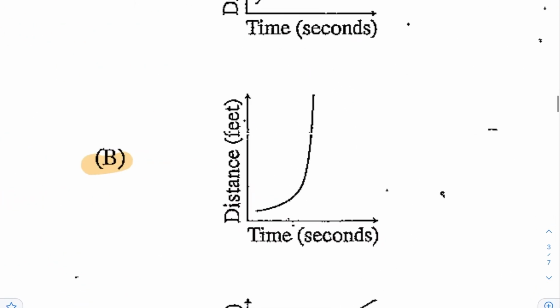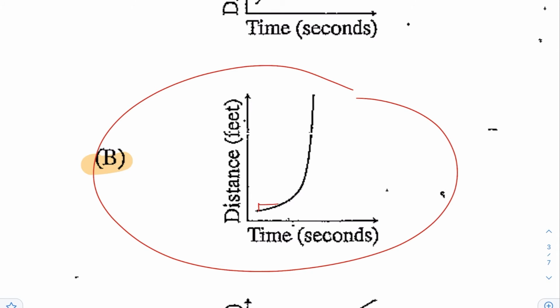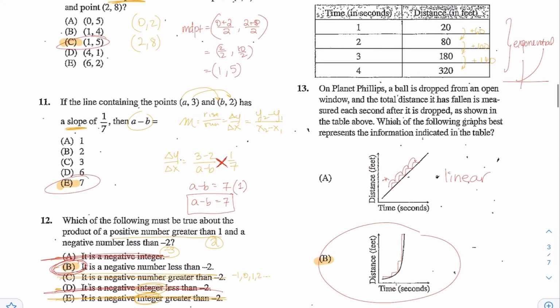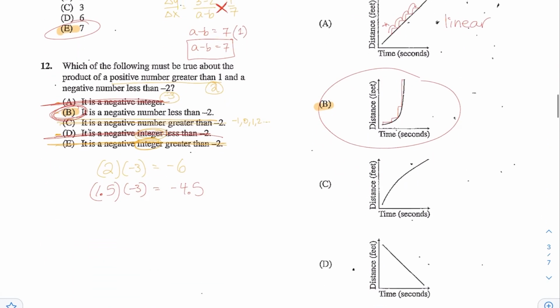Here it's going to be choice B because you start out adding higher and higher. So you add 60, then 100, then 140, then you add 180. So the change keeps getting higher and higher. So that's choice B. It's an exponential function.